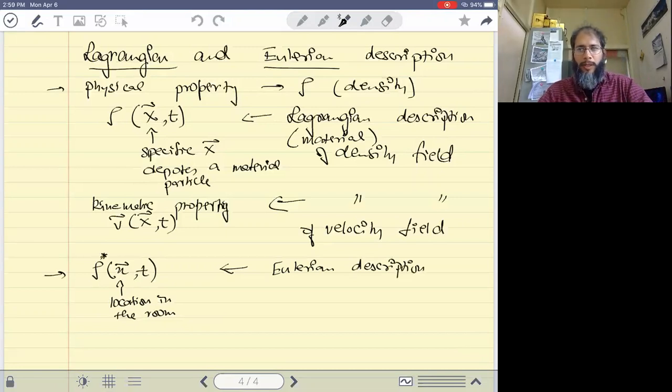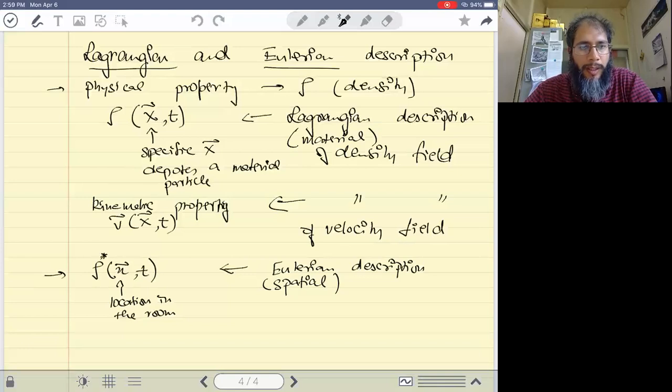Okay, as you may have guessed, it's named after the mathematician Euler. Again, we also use the word spatial description here interchangeably. So they contain the same information except in different forms.